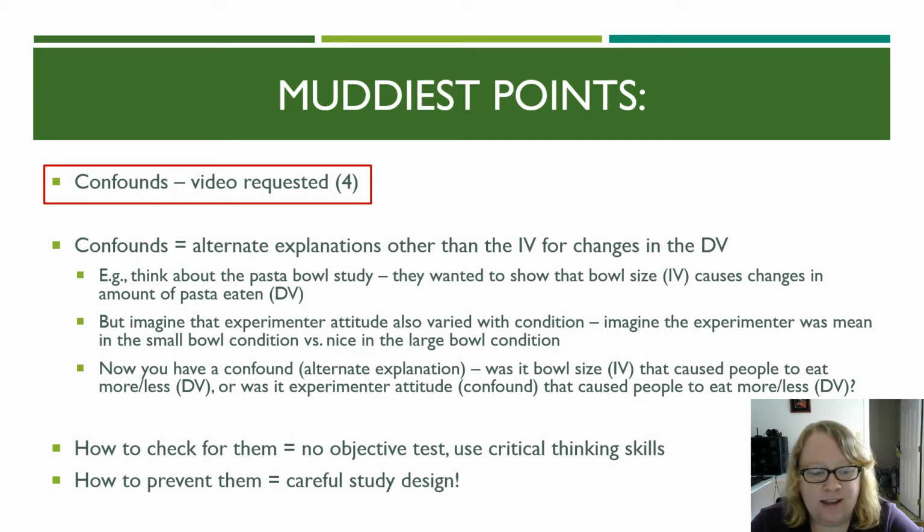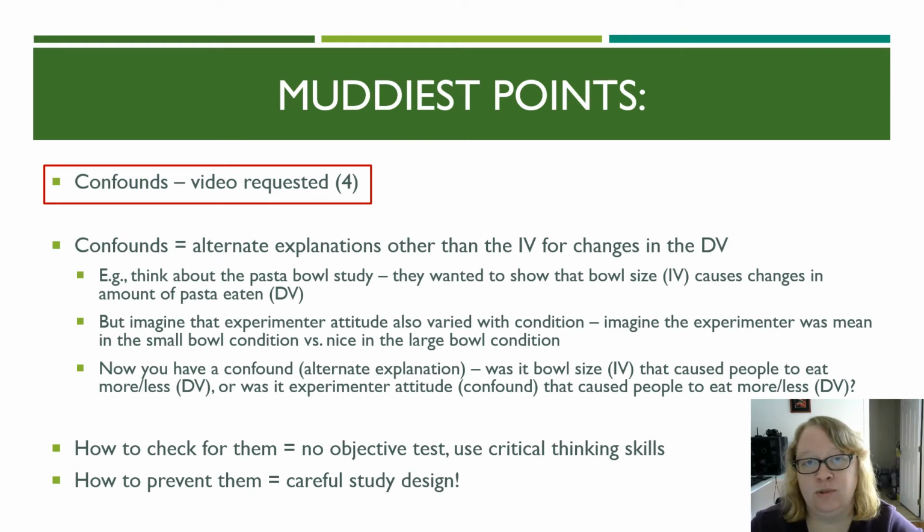Now, in case you're curious how to check for confounds, there aren't objective tests. We don't run a test and say, aha, confound. We don't do that. Instead, we're using critical thinking skills, like thinking through this example that I just gave you for how experimenter attitude could be an alternate explanation. So as researchers, we have to apply that critical thinking to our studies and see whether there are possible confounds that we can identify.